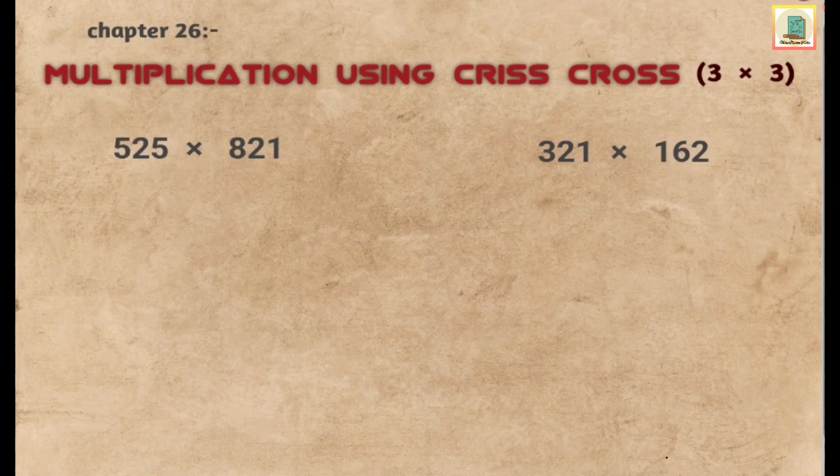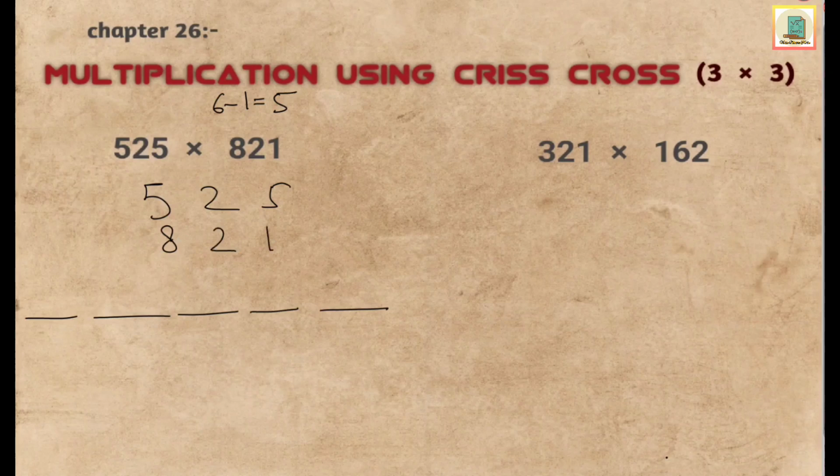So first of all, what we do is we take out the number of partitions. So the total digits are 6. So 6 minus 1 gives you 5. So in total there have to be 5 partitions. So make 5 partitions, that is 1, 2, 3, 4, 5. Now we'll write the numbers 5 to 5 and 8 to 1.